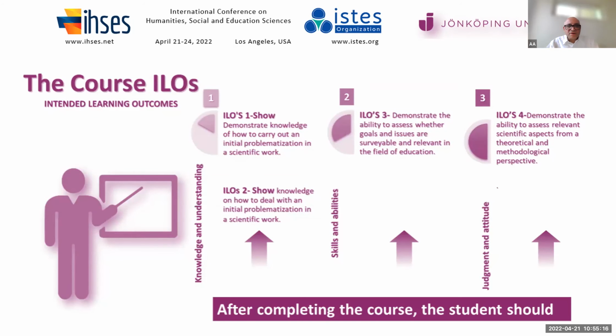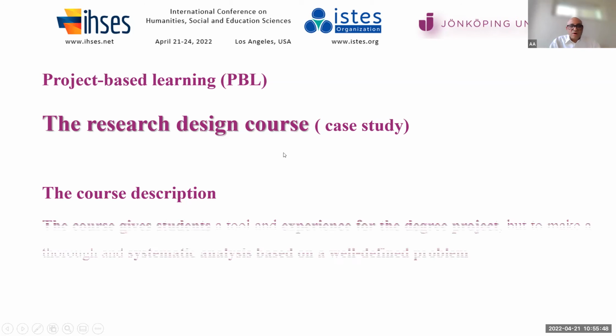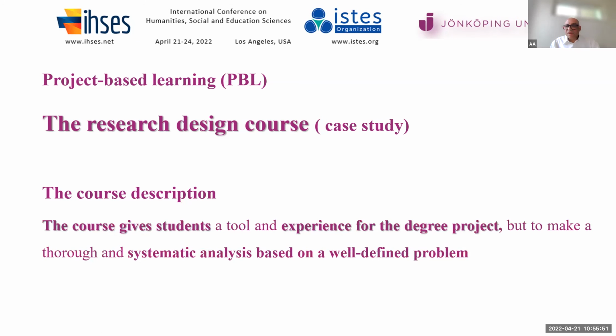Course areas, we put as presented. One is regarding knowledge, others are skills and abilities, and judgment and attitudes. So for this course we put five intended learning outcomes, which will be reflected after finishing the course, and then we can see what happened. Starting with project-based learning, we have a project. For the research design course, we have research. The course just helps students get experience for the degree projects, for the thesis.